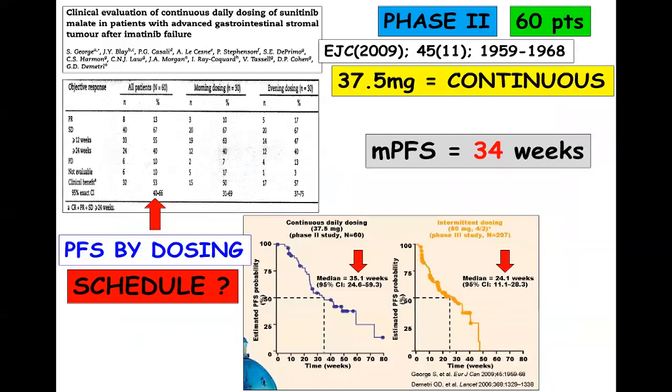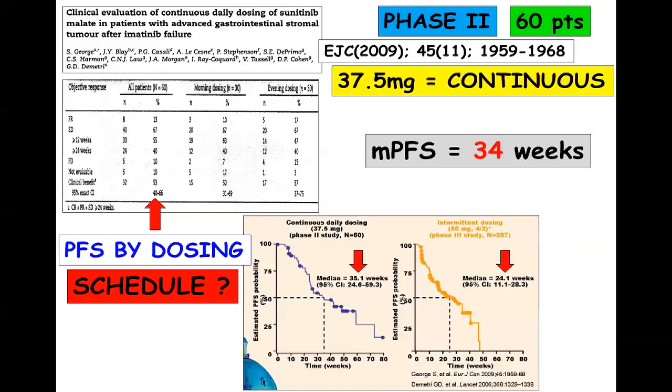Another phase 2 trial in 60 patients, published in European Journal of Cancer in 2009, looked at an alternative schedule of sunitinib with 37.5 milligrams continuous. There was 17% partial response, 67% stable disease, and a median PFS around 34 weeks.